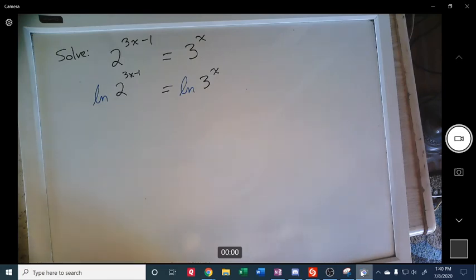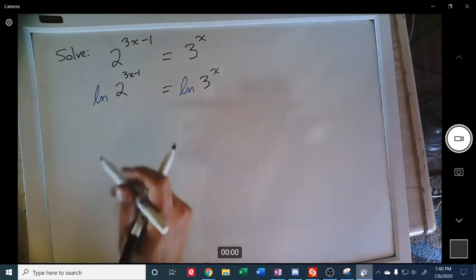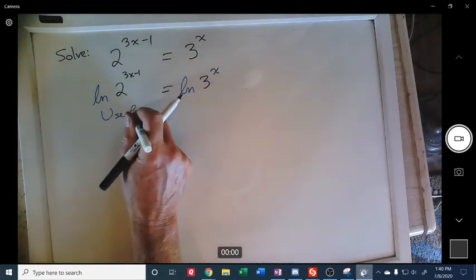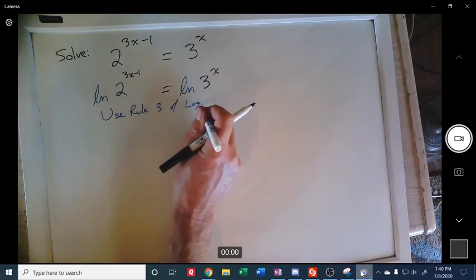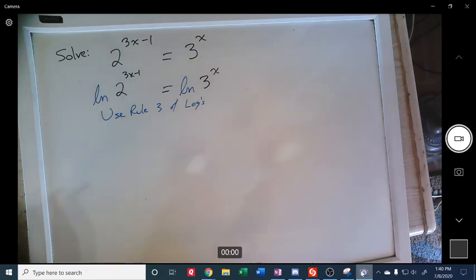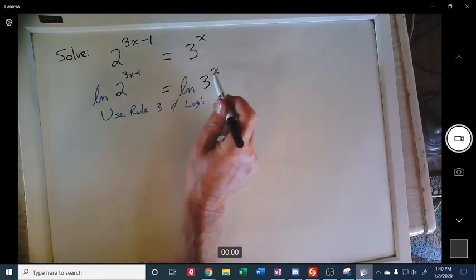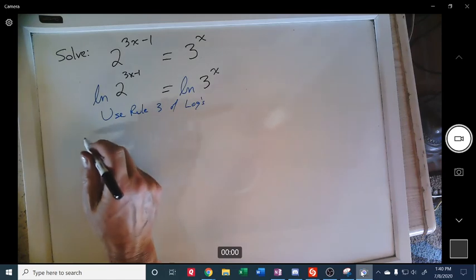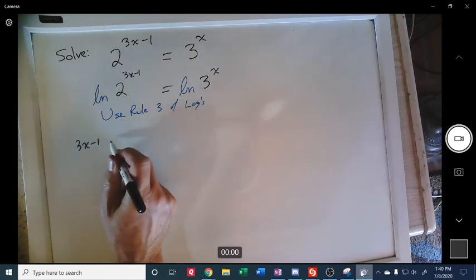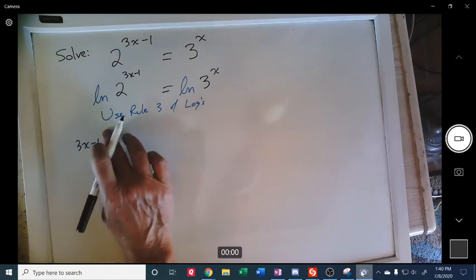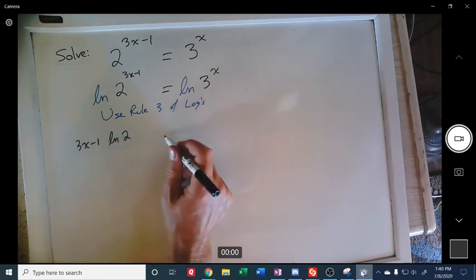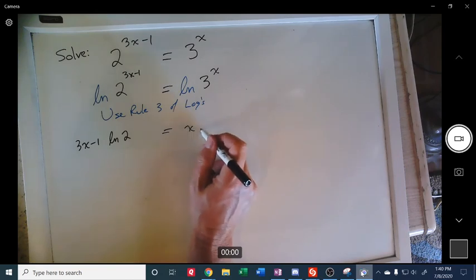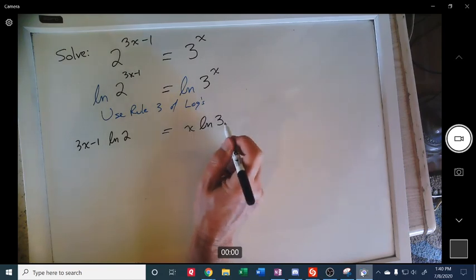Alright, now I'm going to use rule 3 of logarithms. And that allows me to move the exponent down out front. 3x minus 1 times ln 2 equals x ln 3.